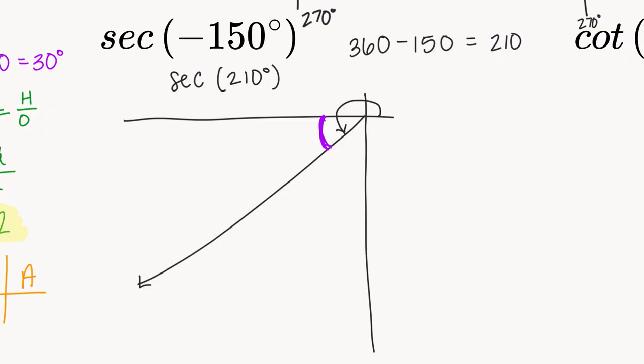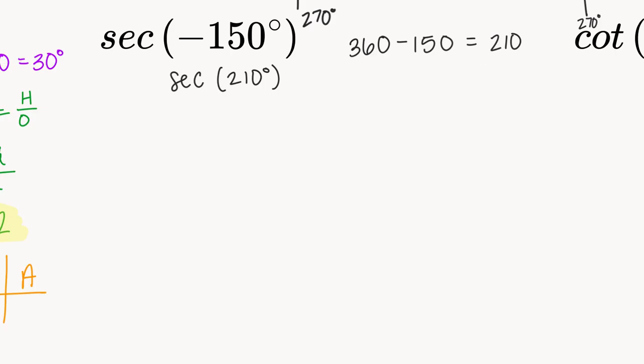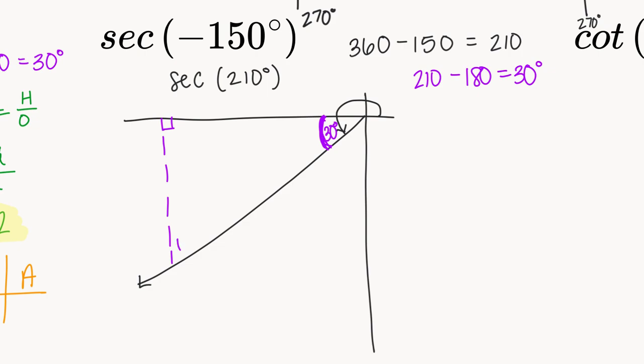I'm going to do 210 minus 180, and that's going to give me 30 degrees. So I know that this is a 30-degree angle. Drawing that right triangle on the x-axis, I know I have a 30, 60, 90 triangle. Labeling it: opposite of 30 is A, opposite of 60 is A times the square root of 3, and opposite of 90 is 2A.